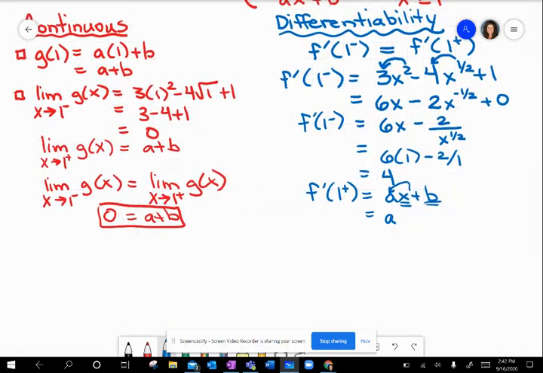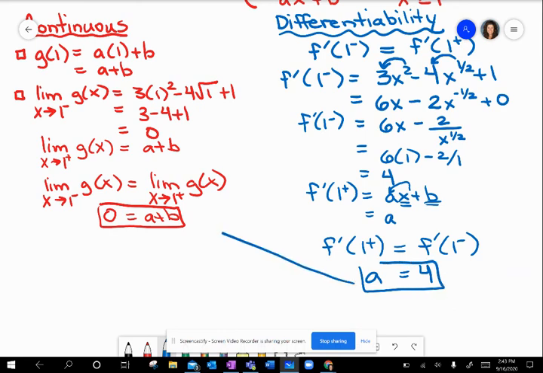So if the derivative from the left must be equivalent to the derivative from the right, then we found that the derivative from 1 from the right is a, and the derivative from 1 from the left is 4. So a equals 4. Well, if a equals 4, then b must be equivalent to negative 4. Woohoo! That's some solid math there.